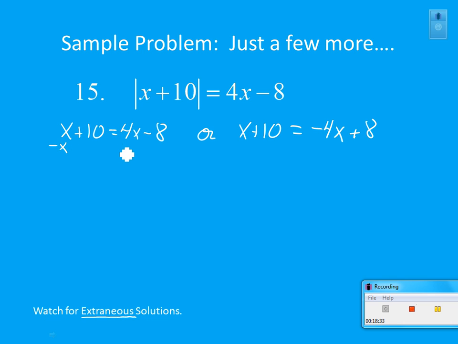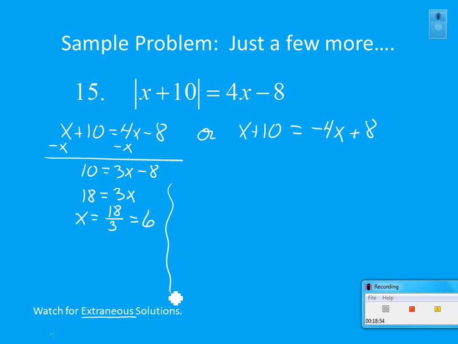I'm going to minus x from both sides. So I've got 10 equal 3x minus 8. I'm going to add 8 to this side and get 18 equal 3x. So x is going to be 18 divided by 3, which is 6. Over here, I'm going to add 4x. The reason I wanted to do that, guys, is I knew it would be positive if I moved that over here. So I now have 5x plus 10 equal 8.